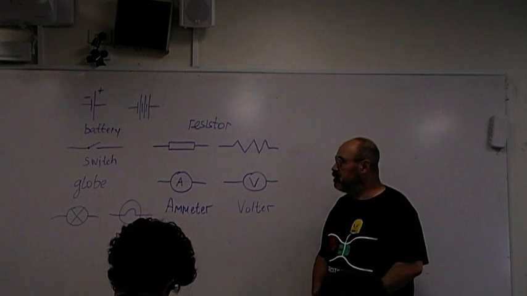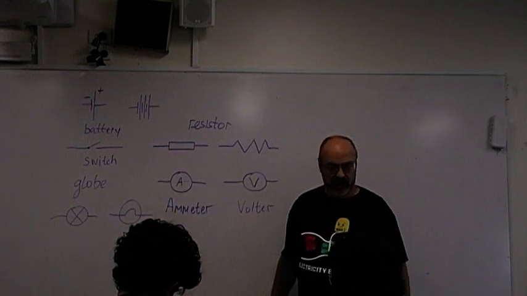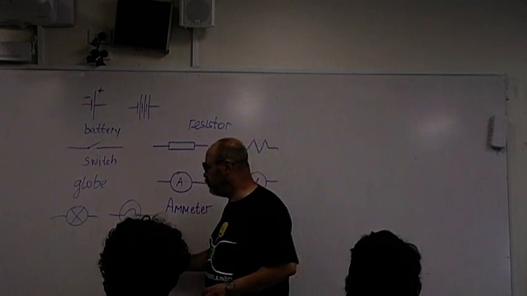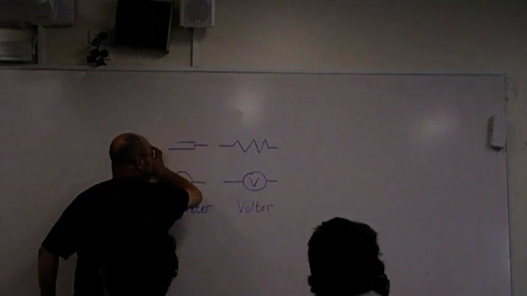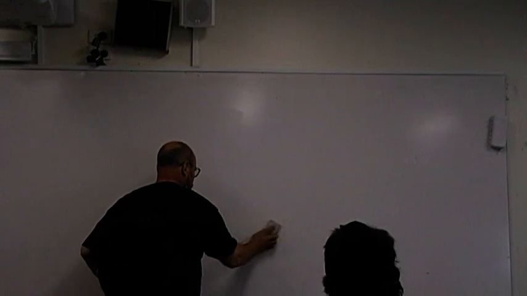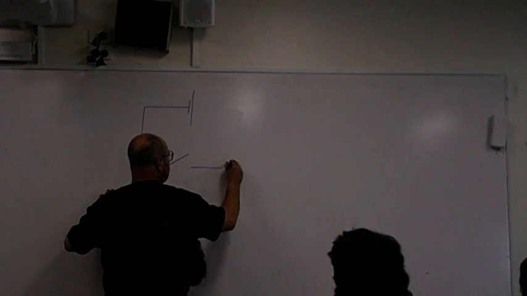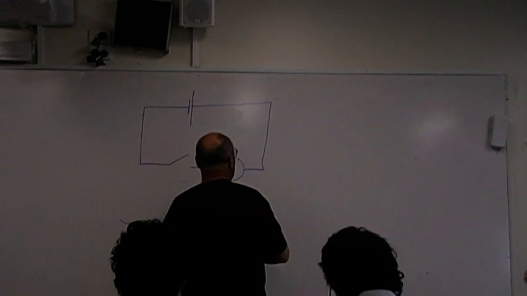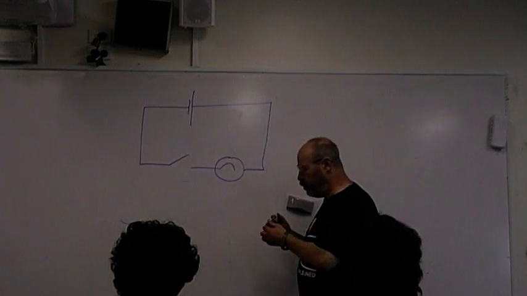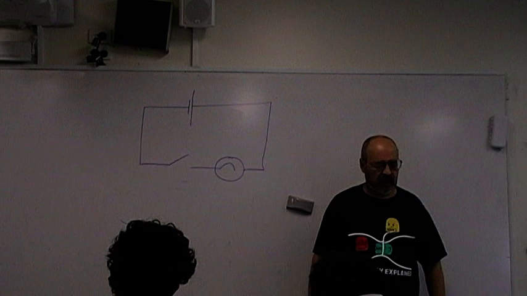And just the lines, they mean connecting wires. Just connecting wires. So let's consider a very simple electric circuit. We have a power source, a battery. We have a switch. And we have a light bulb. We will add the ammeter later. So, a very simple electric circuit.